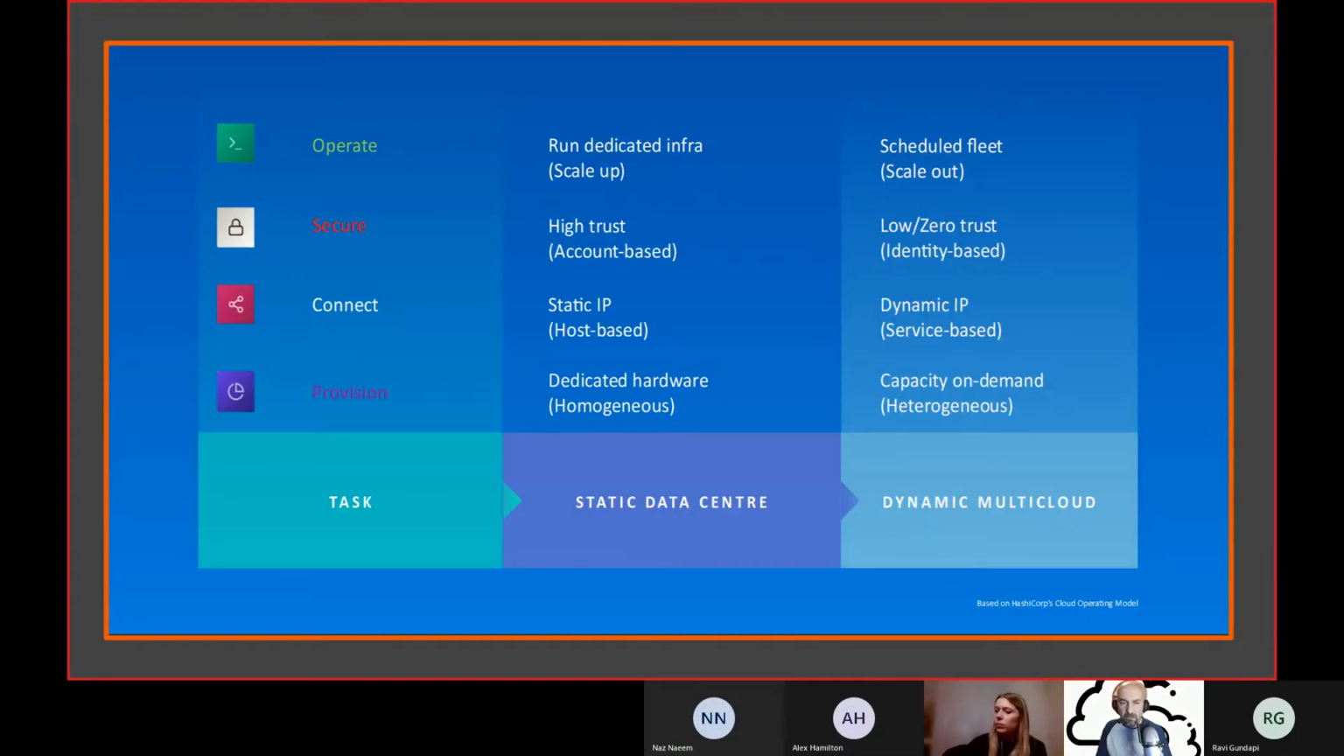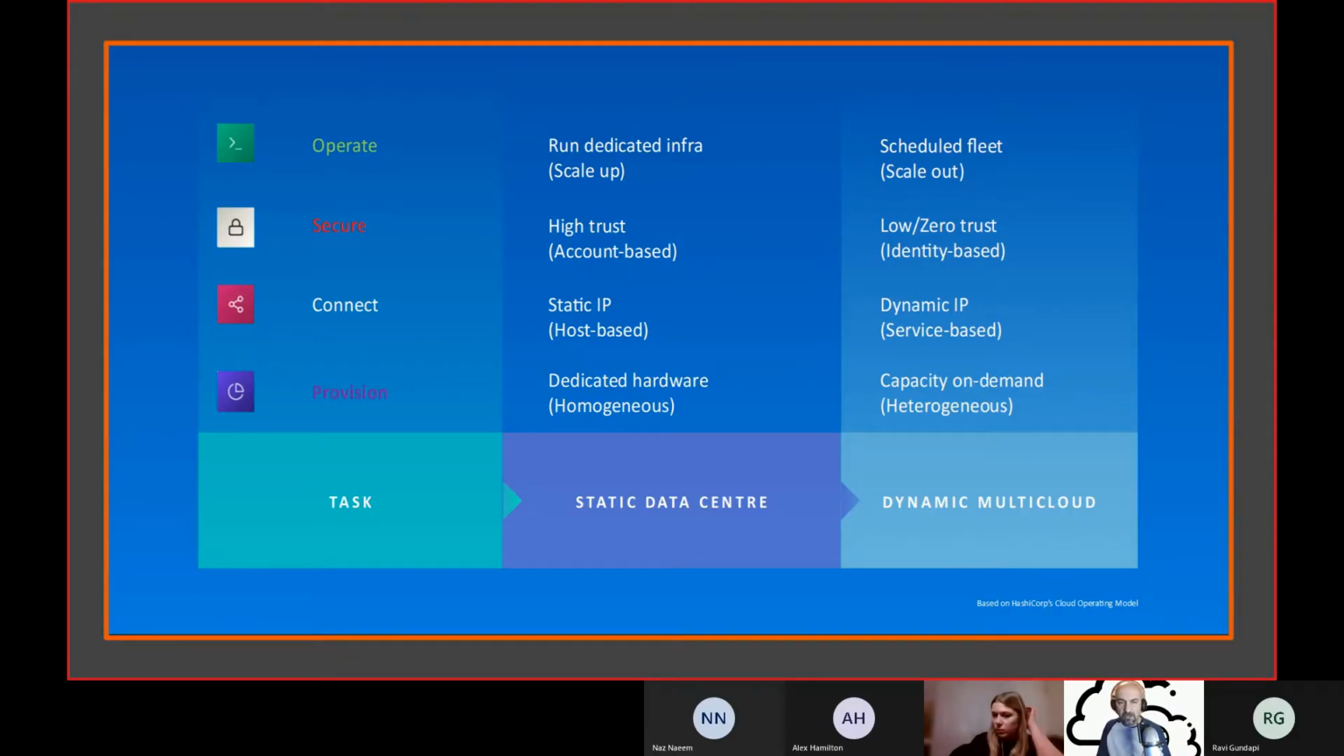Effectively, what the cloud operating model does is to show the distinction between how a static data center works and how a dynamic multi-cloud environment actually operates. And there are different models and different perspectives of the cloud operating model. But effectively from an infrastructure point of view, the tasks that you want to perform when it comes to provisioning, connecting or using a network connection, securing and operating your application is fundamentally different in terms of how that looks in the data center versus how that looks in a cloud environment.